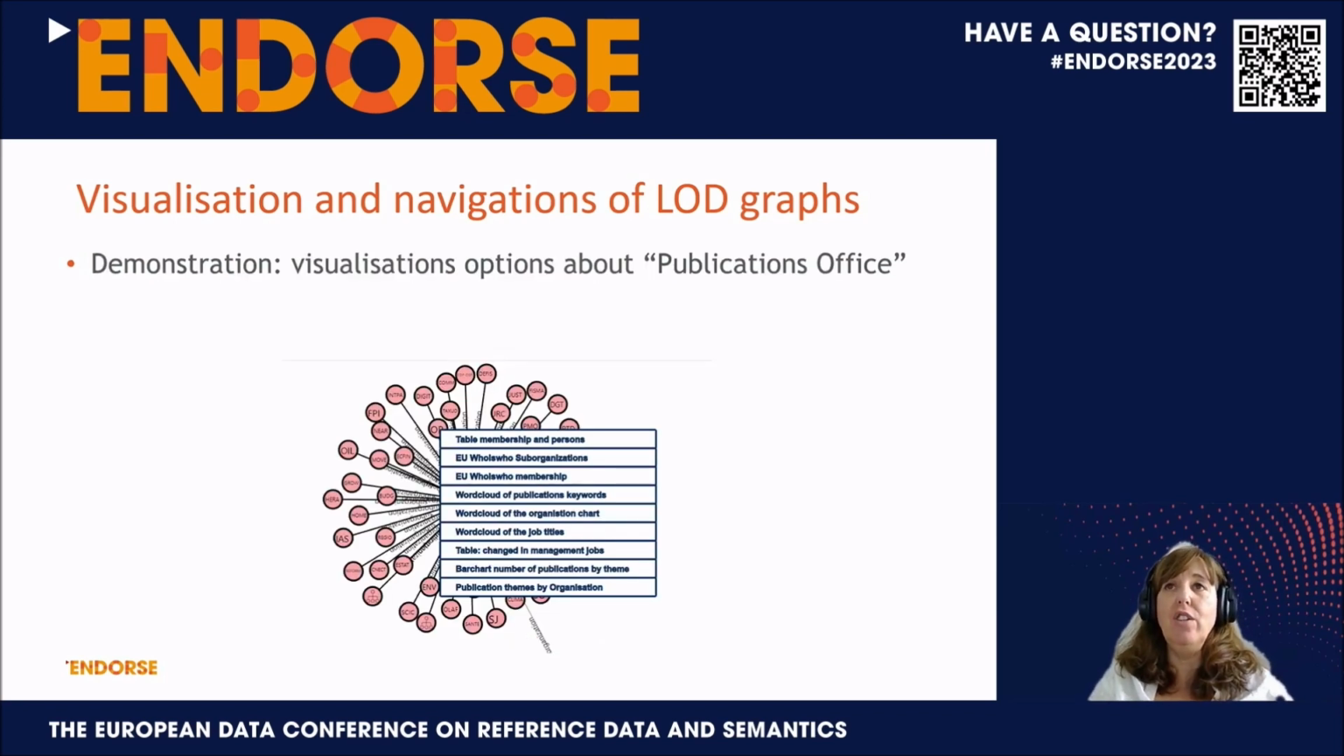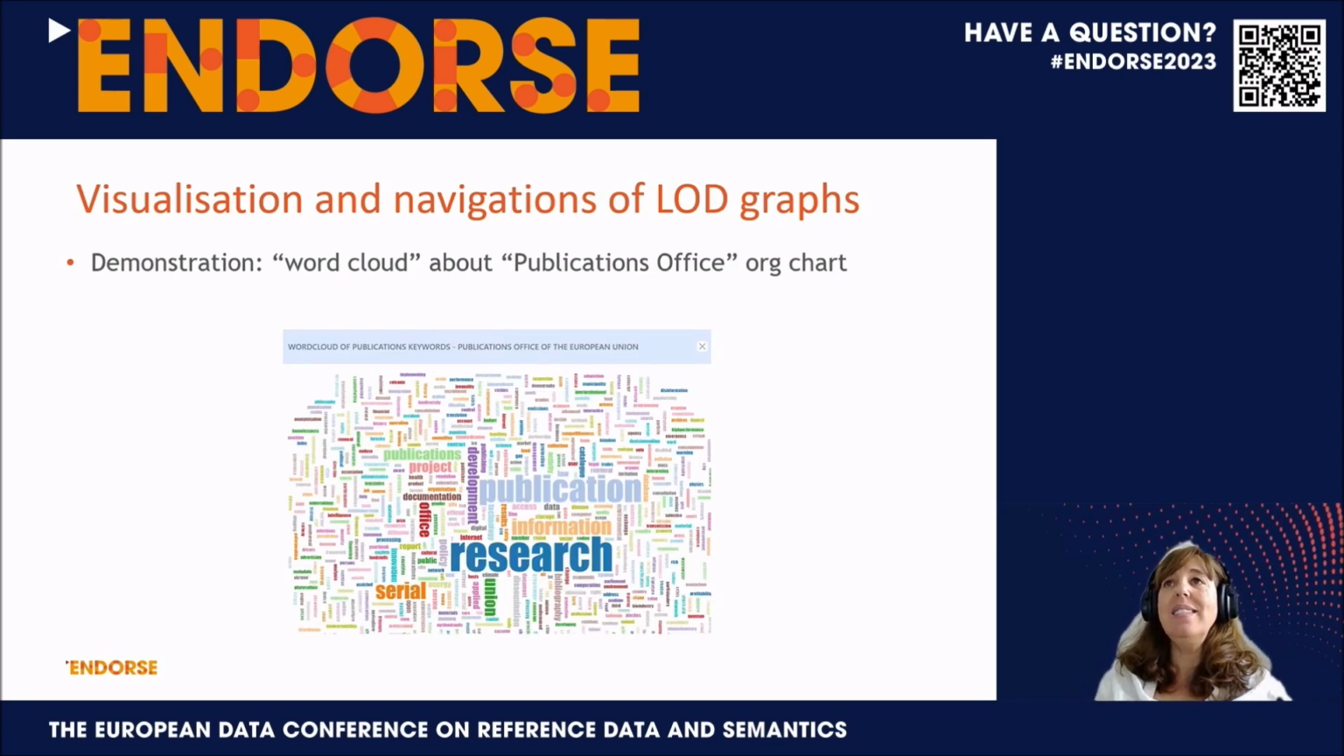Every time we click on a node, we can see the options for that node in the contextual menu. These options can include expanding a new branch or showing another graph or a table. In this example, we see the options for the Publications Office node in the EU institutions graph. Next slide. This is an example of one of those options. It's a word cloud of the publication keywords for the Publications Office. There is a mistake here. It's not the organization chart. It's the publication keywords.